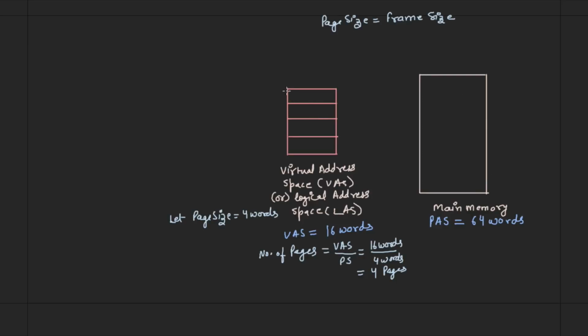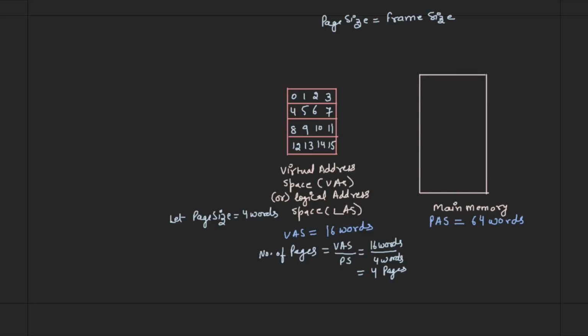Assuming this is byte number 0, byte number 1, byte number 2, byte number 3, byte number 4, 5, 6, 7, 8, 9, 10, 11, 12, 13, 14 and 15, because we have a total of 16 words. I'm going to interchangeably use bytes and words here, because I'm assuming that the word size is equal to the byte size here. So we have a total of 16 words which are represented like this.